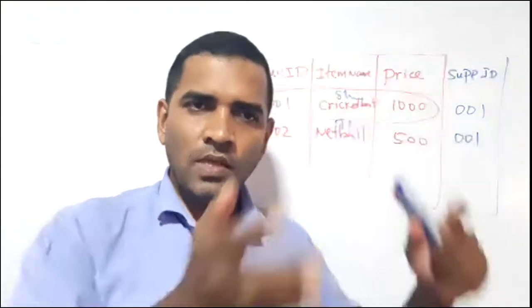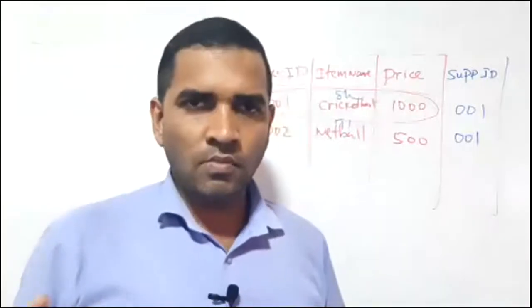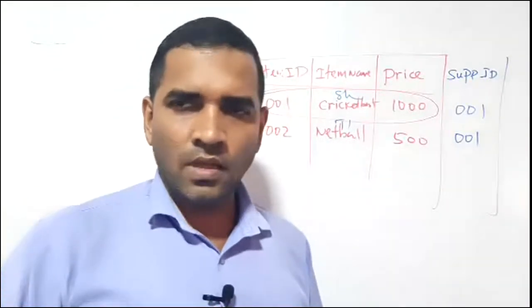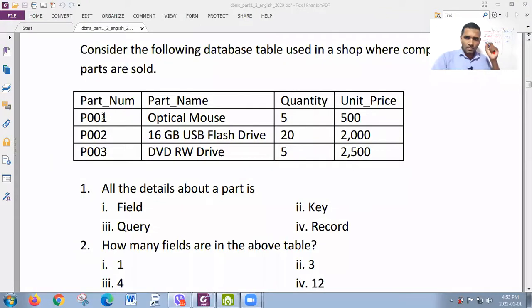In the previous year, they gave a table which has sport items and asked about the data about one sport item. So you mentioned the answer as record. Now have a look at this table. Here it has parts details, data about one part, right? Look at that first record. I'm highlighting that first record. What does it have? It has the details about the optical mouse: the number, the name, the quantity, and also the price. So data about one part is a record.